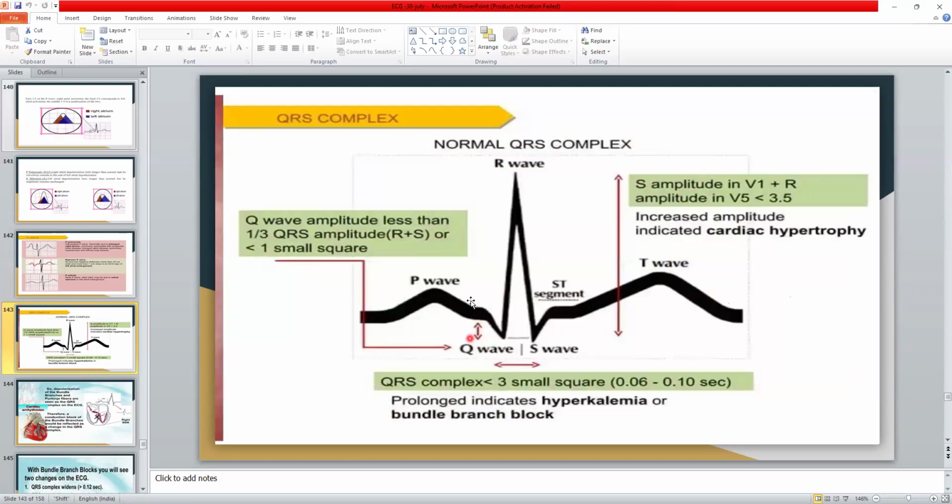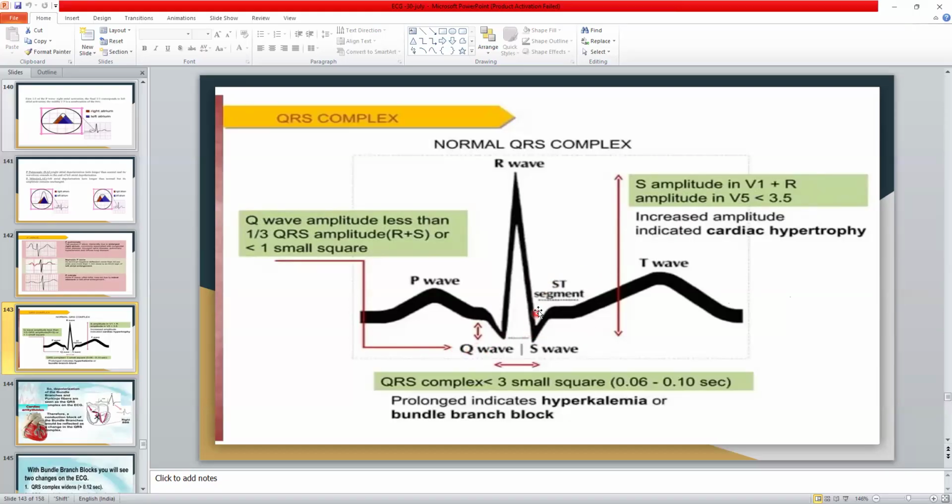This is the normal QRS complex. The amplitude of the Q wave should be less than 1/3 of the QRS amplitude, that is the amplitude of R and S. This Q wave amplitude should be less than 1/3 of the R and S amplitude.